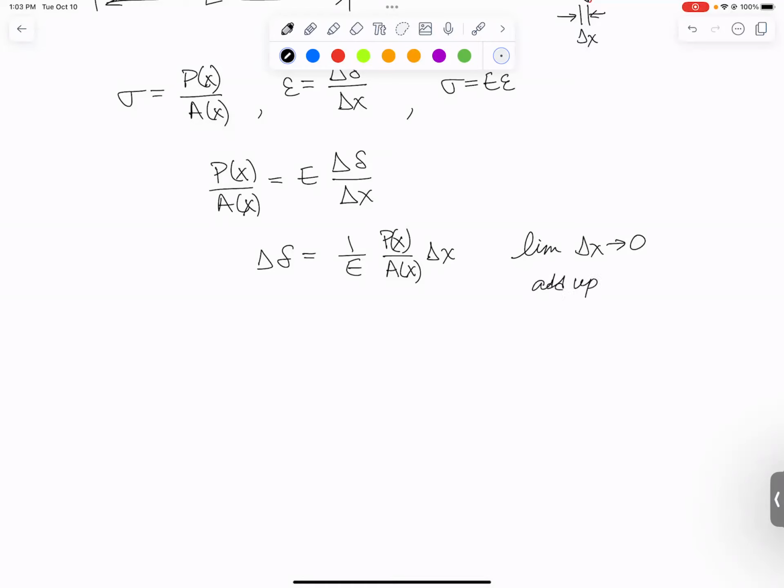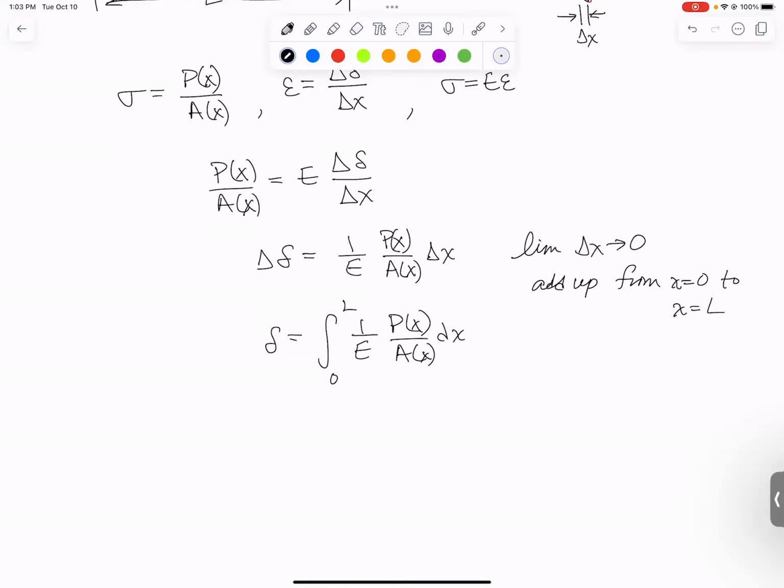Add up from X, add up, how do I write that? Add it up from X equals 0 to X equals L. This is going to be an integral. Delta is going to be the integral from X equals 0 to X equals L of 1 over E times P of X over A of X dx.